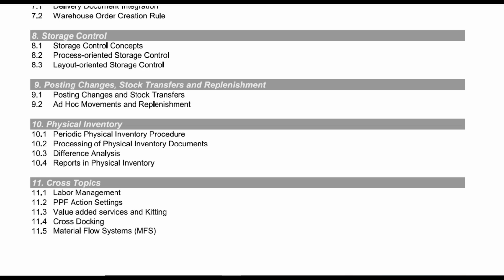Finally, we'll talk about the cross topics of EWM like labor management, how PPFs are used for automating them, like printing of labels, automatically posting goods receipts and goods issues in the background, and many more things. About how value-added services are implemented, how we carry out kitting in EWM, cross-docking, and how we carry out processing integrated with a material flow system.